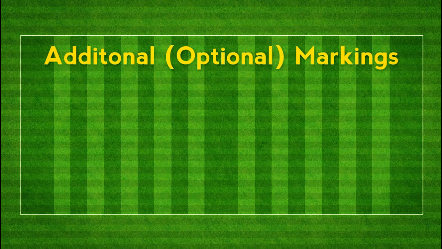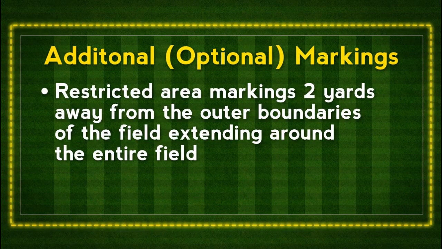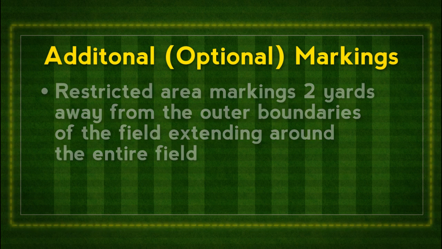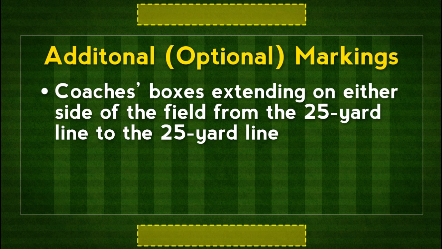Additional optional markings may include restricted area markings 2 yards from the outer boundaries of the field, extending around the entire field. Coaches' boxes, extending on either side of the field from the 25-yard line to the 25-yard line.